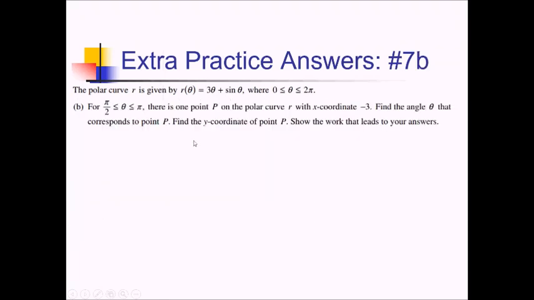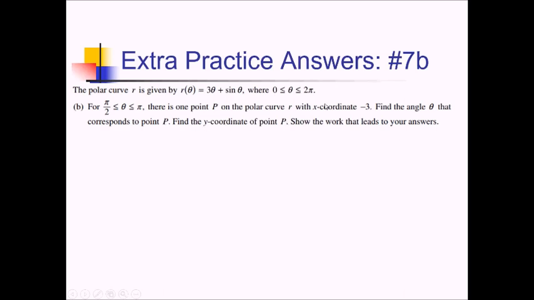For this part of the problem, they're telling us that between pi over 2 and pi, there is one point P on the polar curve r with an x-coordinate of -3. Okay, let it be so. Find the angle theta that corresponds to this point P, and then find the y-coordinate of point P.